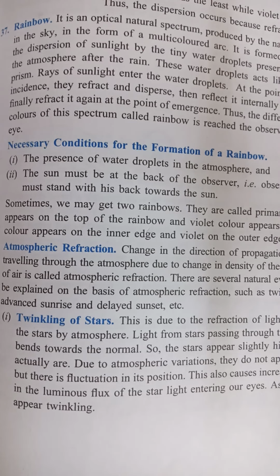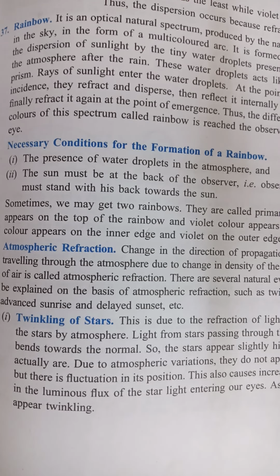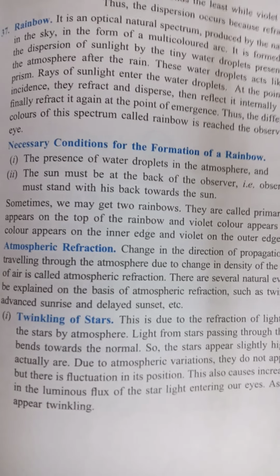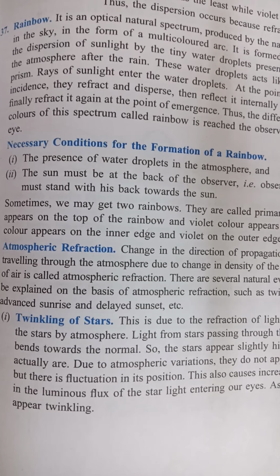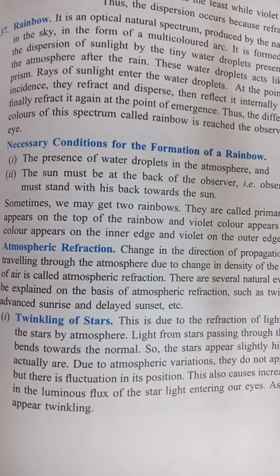Hello students, previously we started with how dispersion occurs in a prism. We have studied the ray diagram and the formation of the seven colors, that is the visible spectrum, when white light passes through a prism. And then we studied the formation of the rainbow. Today we are doing the next topic, atmospheric refraction, and our topic is the twinkling of stars.